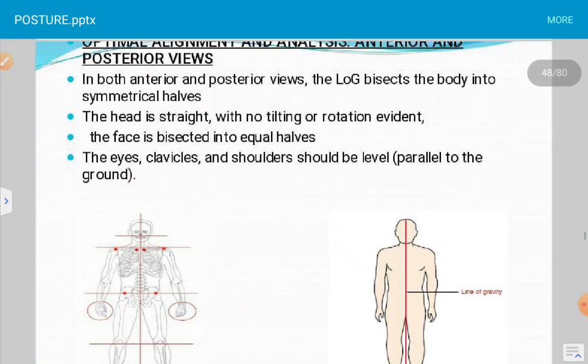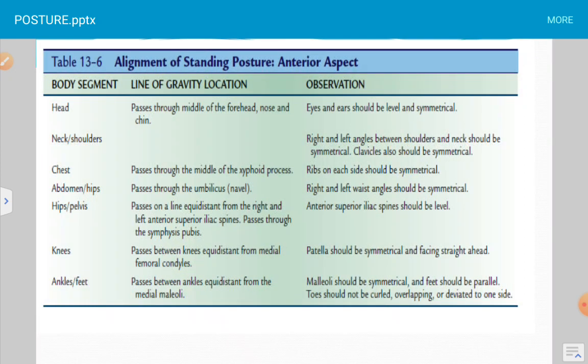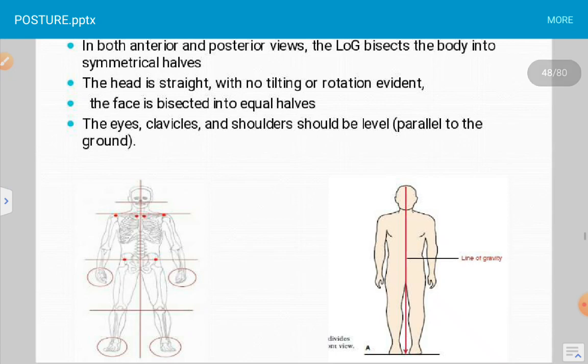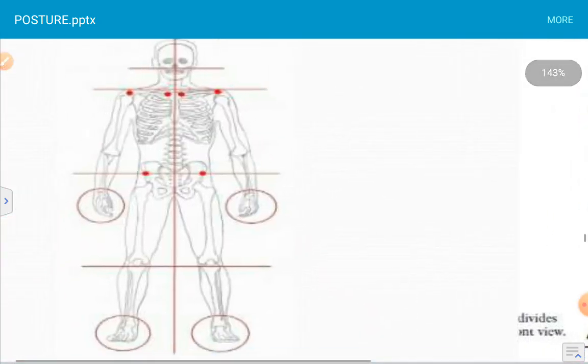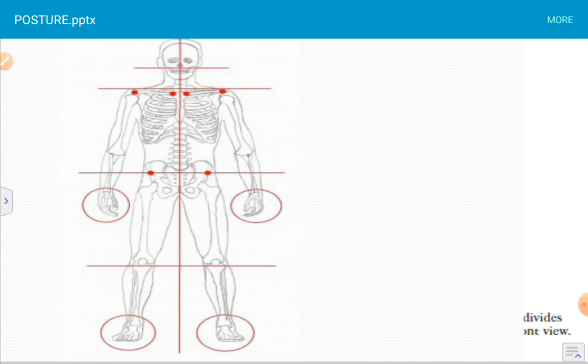There should be equal distance from the right and left anterior superior iliac spine. At the knees, the line passes between the knees at equal distance from the medial femoral condyles. In this knee region you can see the same distance between both right and left femoral condyles.